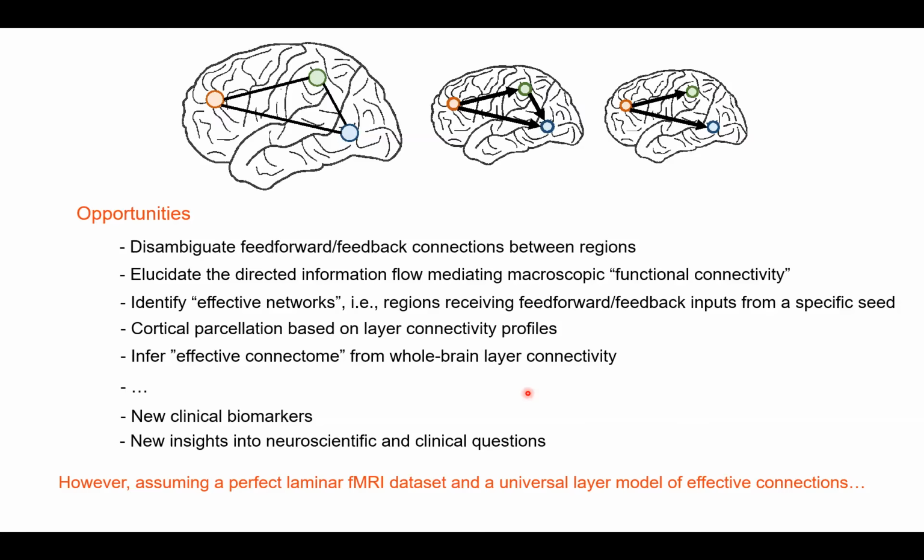However, all these great opportunities are built upon having a perfect laminar fMRI data set, and the layer models being universal to all cortical regions. But let's assume that would be the case. What interesting analyses can we do with this laminar connectivity analysis?